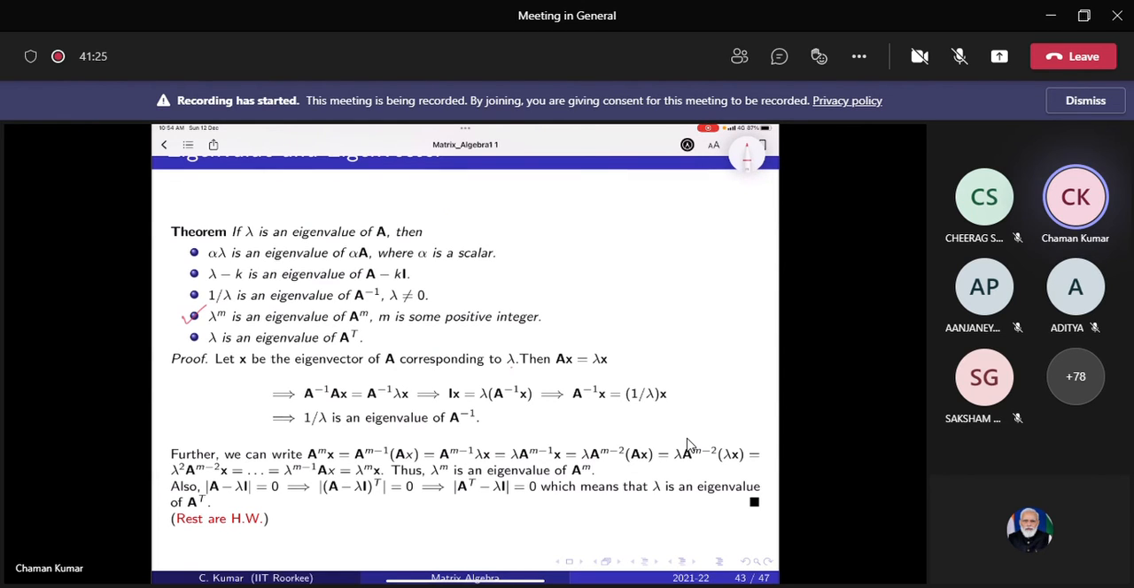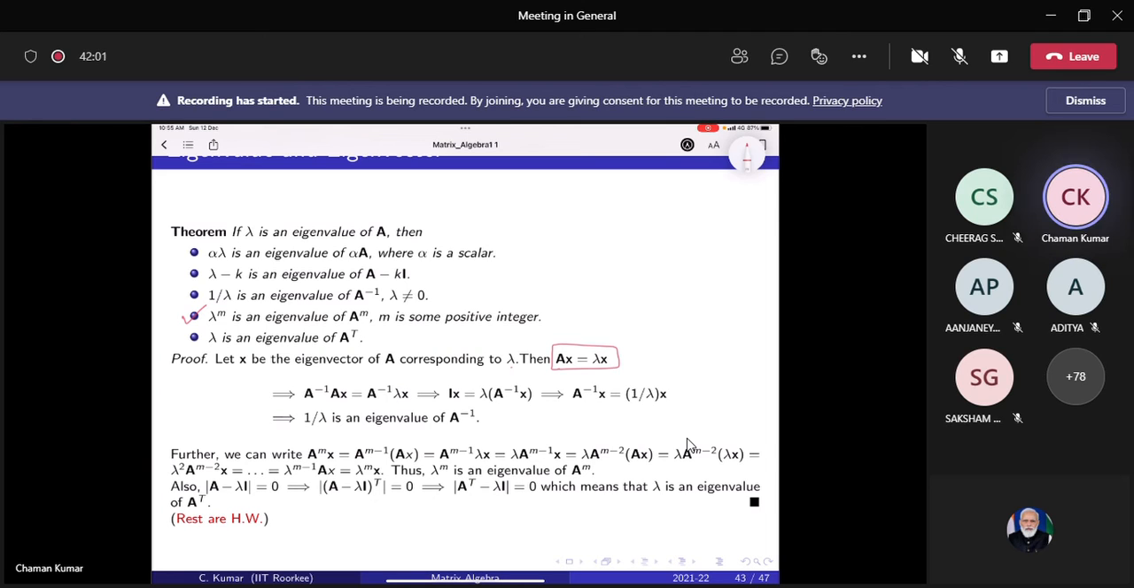If lambda is an eigenvalue of A, then lambda raised to m is an eigenvalue of A raised to m, where m is some positive integer. Okay, so this also we can prove easily. Since lambda is an eigenvalue of A, corresponding to the eigenvalue lambda, the eigenvector is x. This means Ax is equal to lambda x, just like the previous proof.